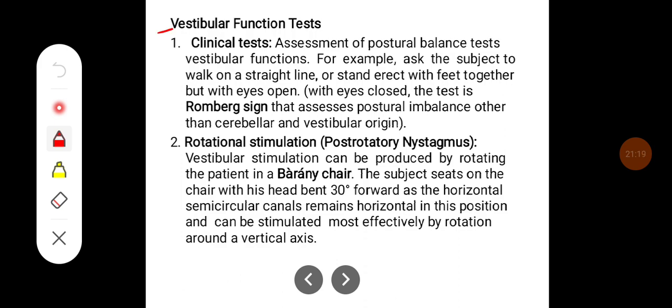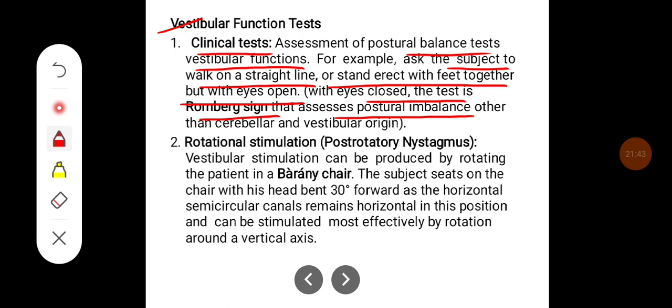Coming to the vestibular function tests, the clinical test, assessment of postural balance, tests vestibular functions. For example, ask the subject to walk on a straight line or stand erect with feet together but with eyes open. With the eyes closed, the test is the Romberg sign, that assesses postural imbalance other than of cerebellar and vestibular origin.